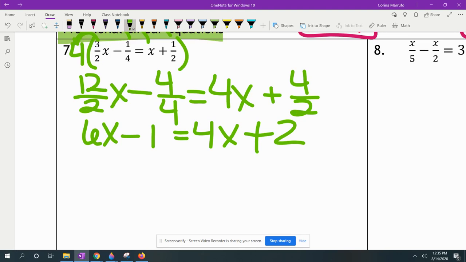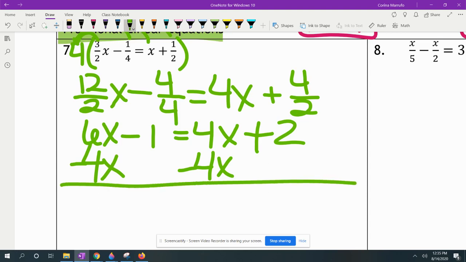So we need to get the x's on the same side of the equal sign. What we're going to do is subtract the 4x on both sides. So minus 4x and minus 4x. Okay, so then we end up getting 2x minus 1 equals, this cancels out, and we're just left with 2.